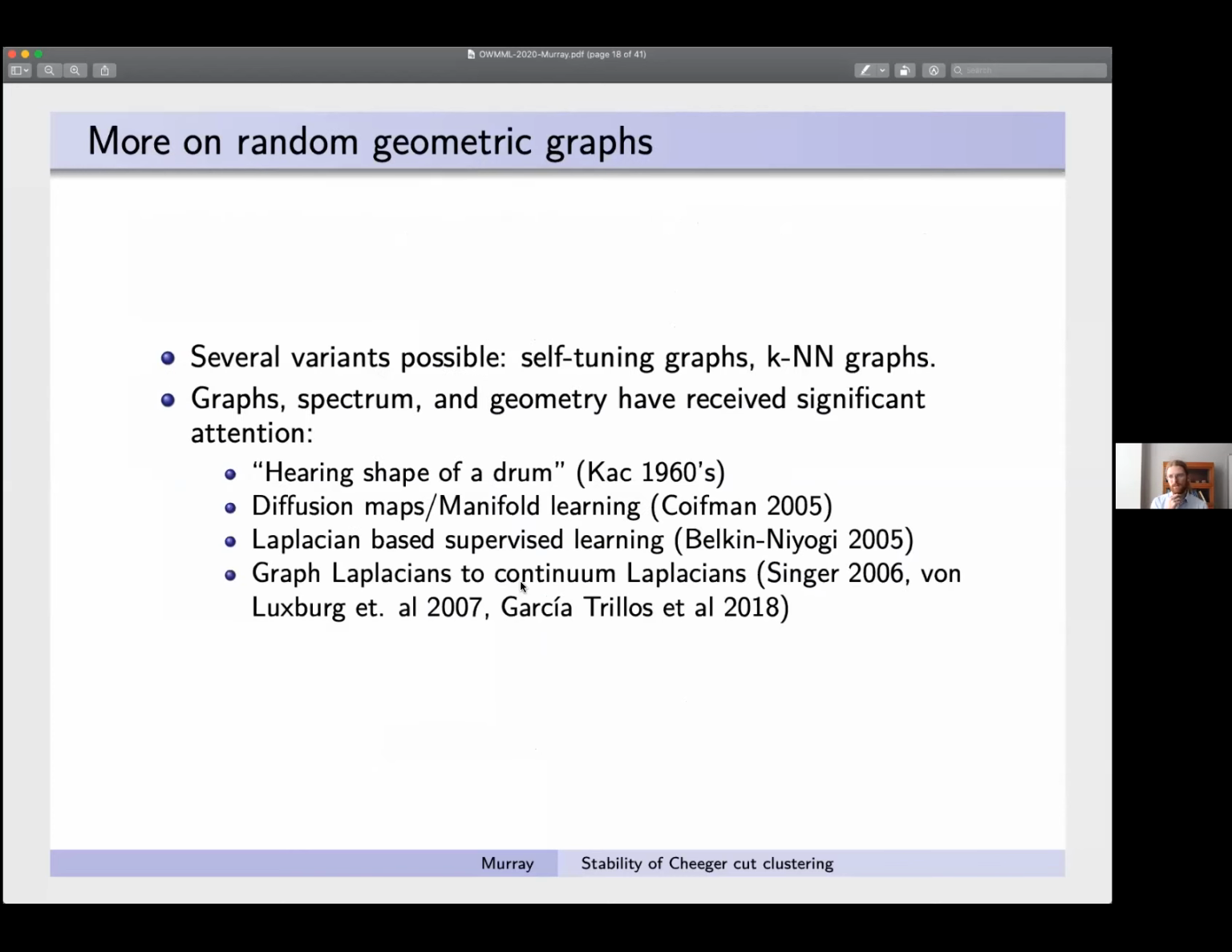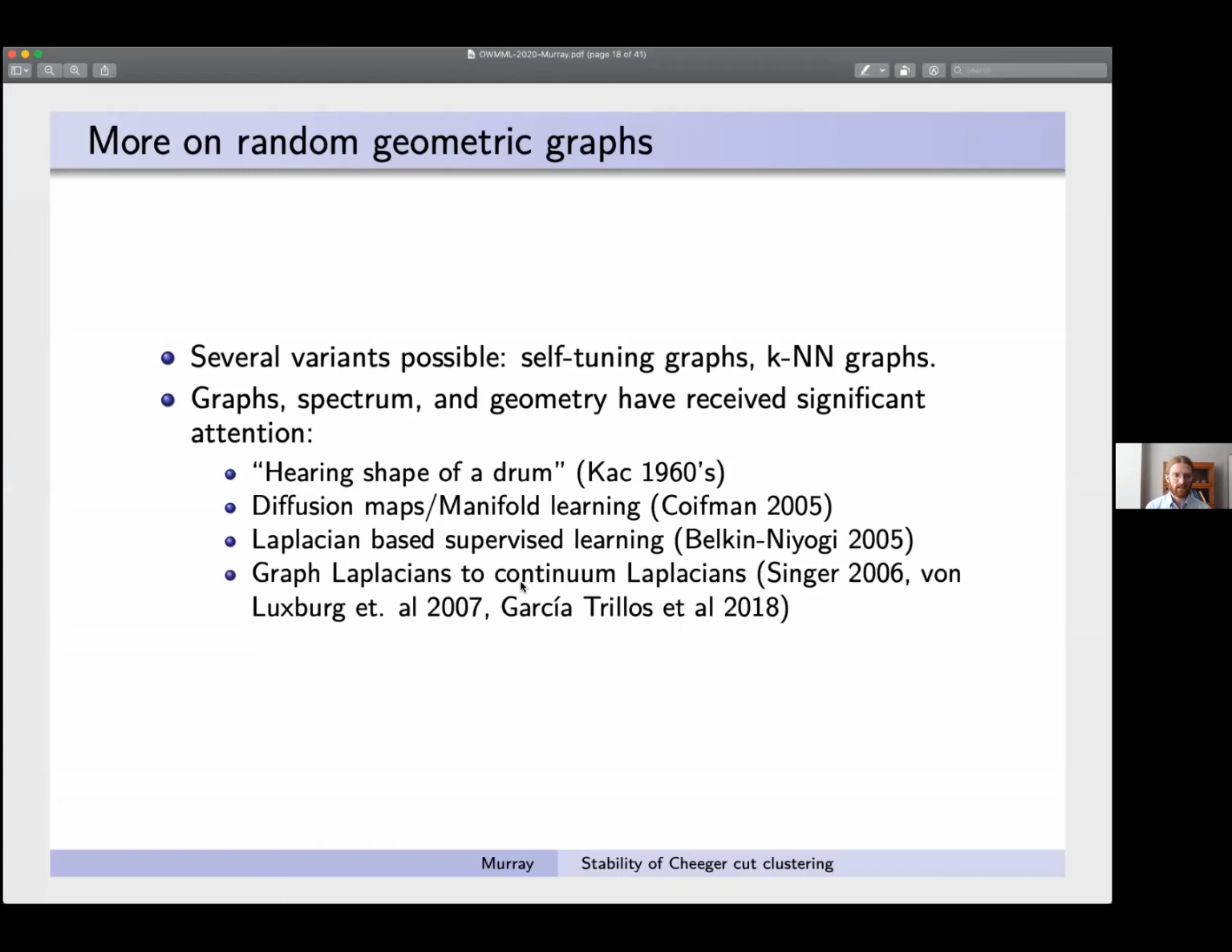These random geometric graphs have been very well studied in a variety of settings. There are many variants of these random geometric graphs that perform better in different settings for different reasons. There are things called self-tuning graphs that are able to handle boundaries in the data. There are things called KNN graphs that are often what's actually implemented in practice, which don't use a bandwidth epsilon, but instead look for the k closest points.